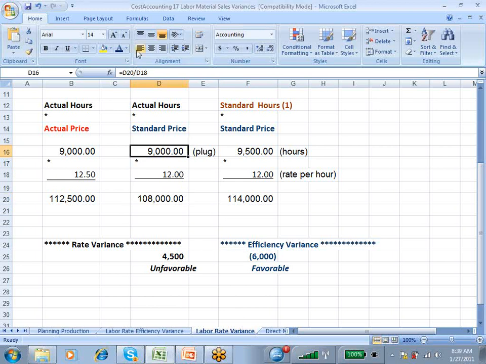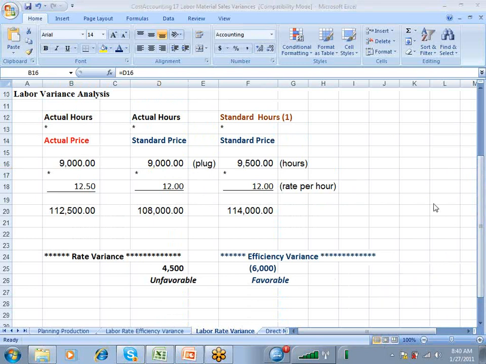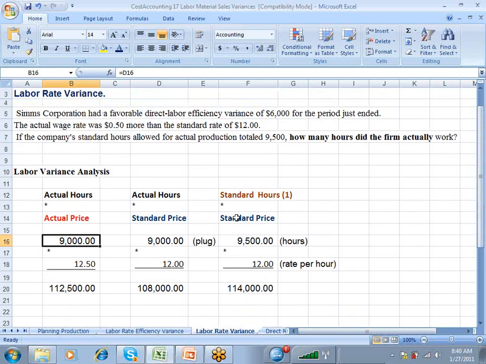And now I can take the 108,000 divided by 12 and I can plug in the actual hours, 9,000, which allows me to finish this cell, this calculation, and this calculation, and I can finish the whole problem. Much of what you're going to be asked in these variance charts is, if we give you some of the variances, some of the numbers, do you know the concept well enough so you can figure out the rest of the chart? That's what they're trying to do.